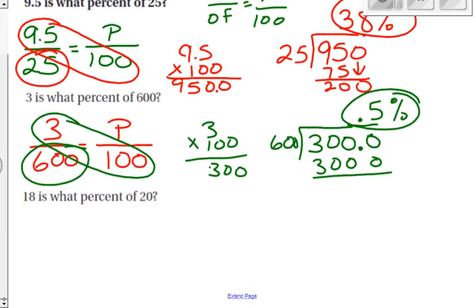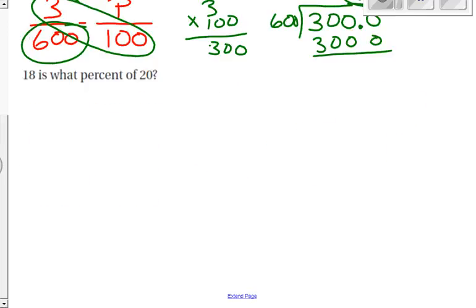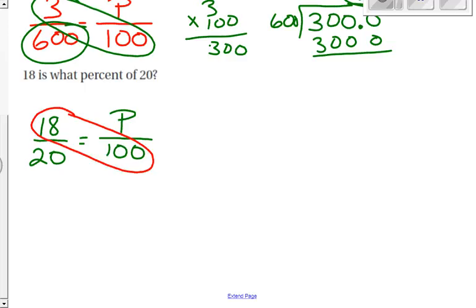Our next question says 18 is what percent of 20? So again, we're going to do the same thing. So 18 is, so 18 is going to go on the top left. What percent? We don't know, so we're going to put P for percent, of 20 that goes on the bottom left. Again, we're going to multiply diagonally. 18 times 100, which we end up with 1,800.